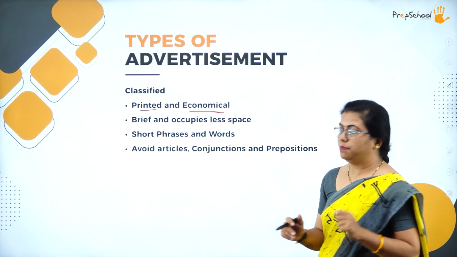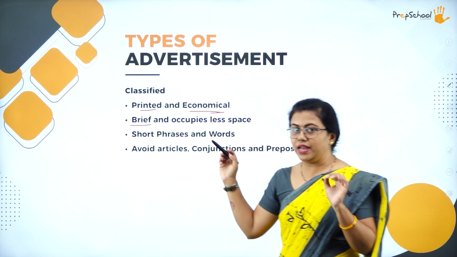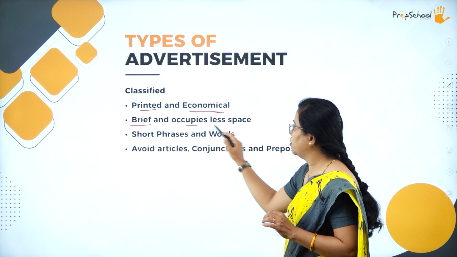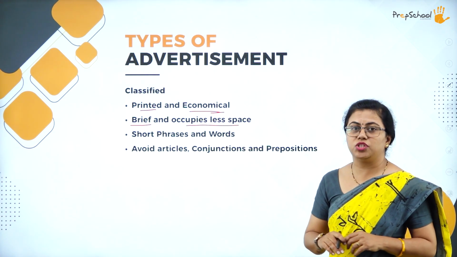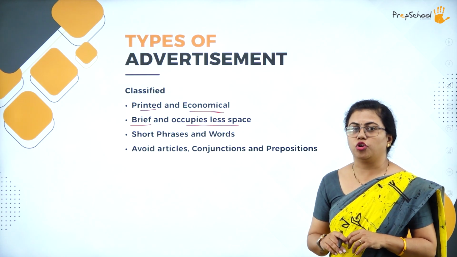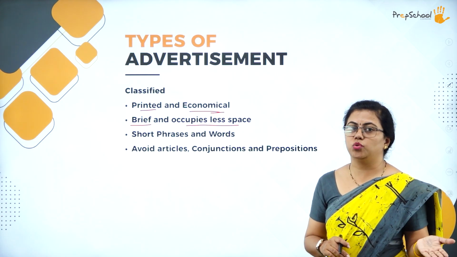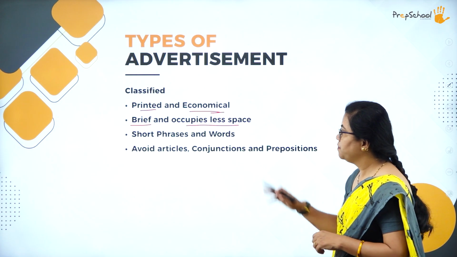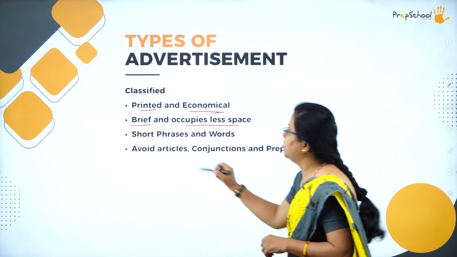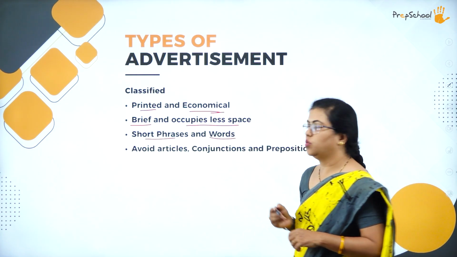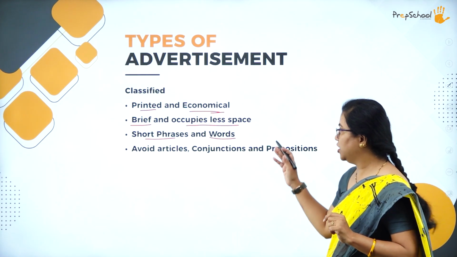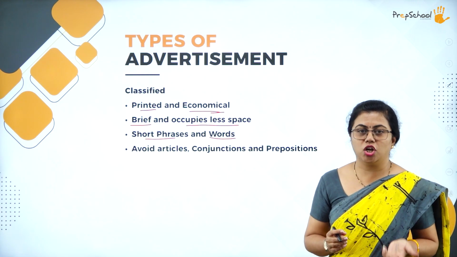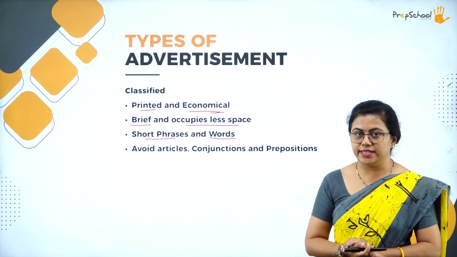This is very brief, okay, so it contains very less text and it also occupies very less space. So the place which the classified advertisement occupies is very less compared to the other type of advertisement. So this actually contains very short phrases as well as words and no complete sentences. So it contains either phrases or can be any dependent clauses but not complete sentences.